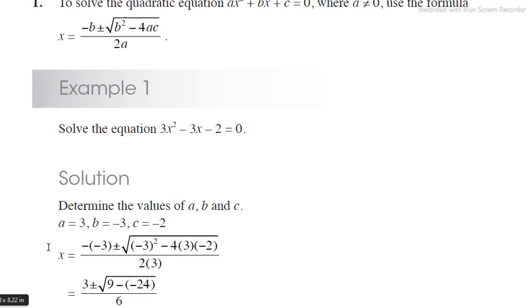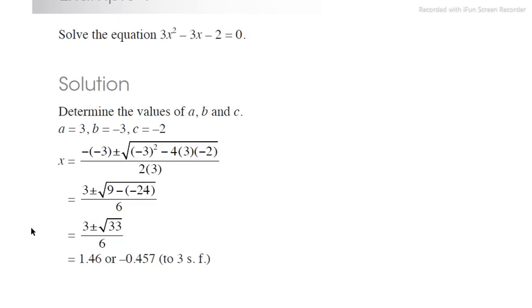So we simplify this with the help of BODMAS, among other rules. When we simplify that, we shall come up with our x as 1.46 or negative 0.457, that is to 3 significant figures. We saw how we write figures to significant figures. If you have not yet, go and search for that video on our channel and watch how we write significant figures.